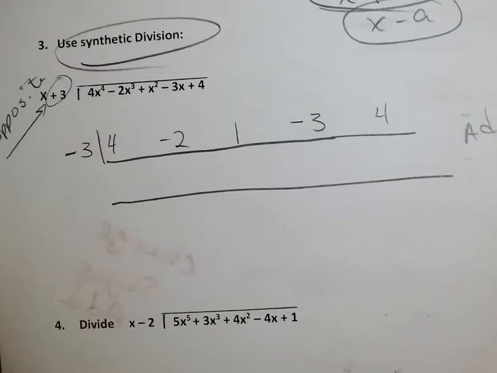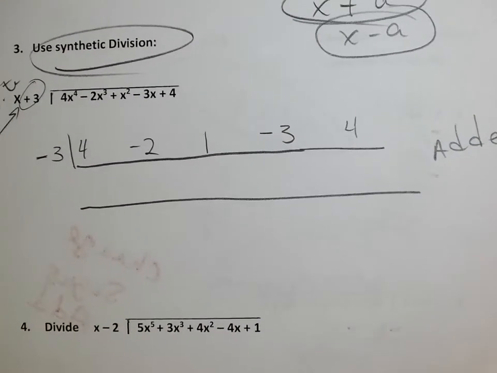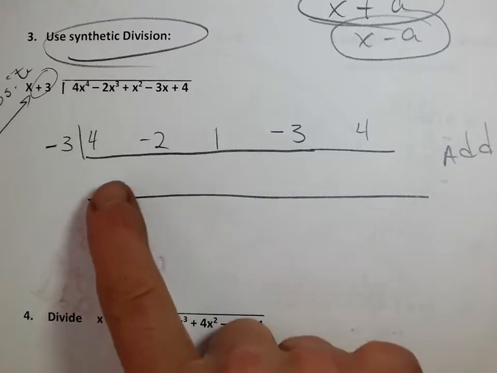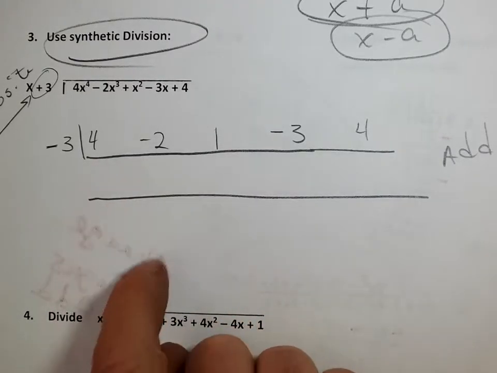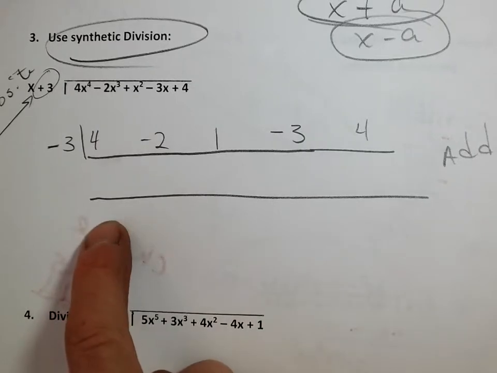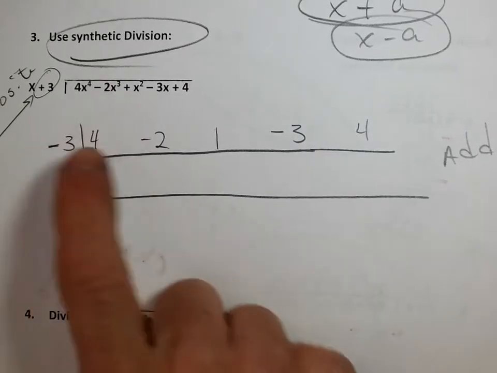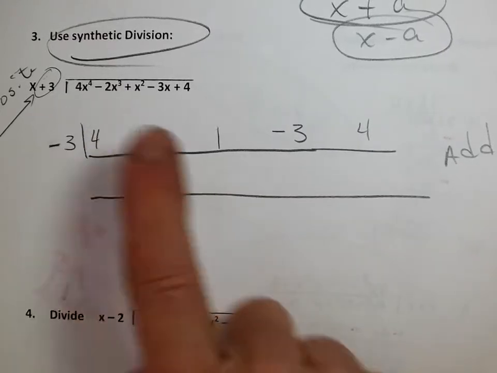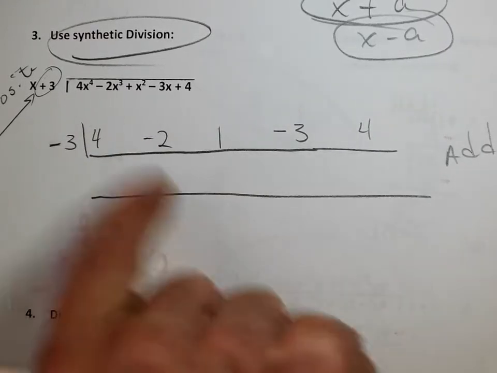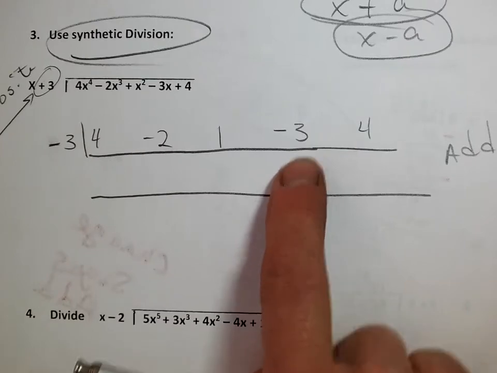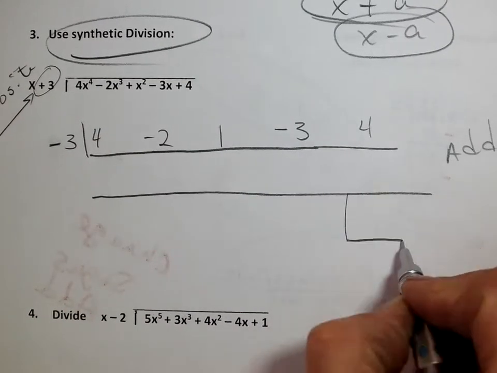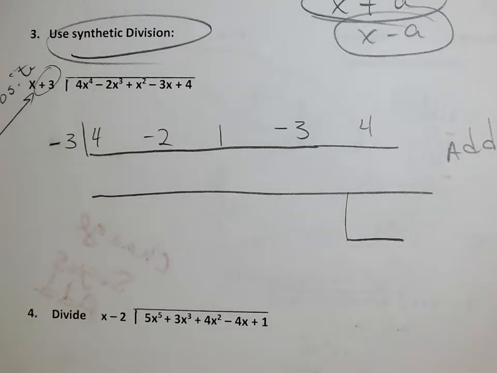So now, how does this work? We are going to do this. Everybody listening? I'm going to say it and then do it. I'm going to bring down the first term. Multiply, put it there, add. Multiply, put it there, add. Multiply, put it there, add. Multiply, put it there, add. And then my remainder would go right there. Now I'm going to do it.